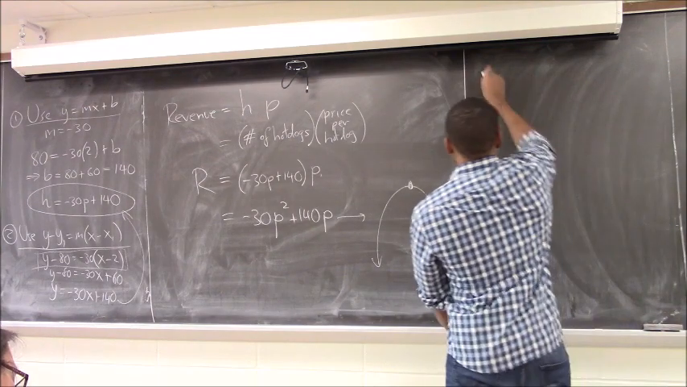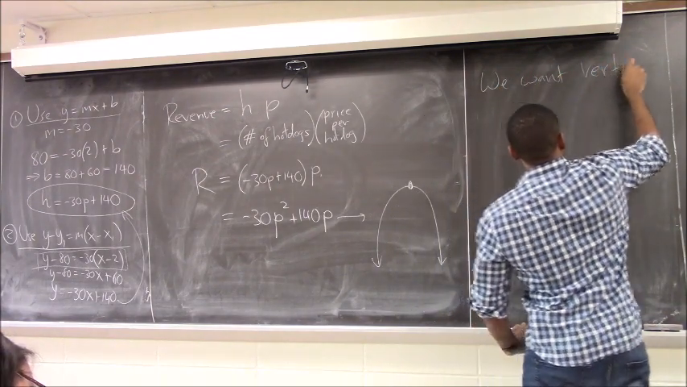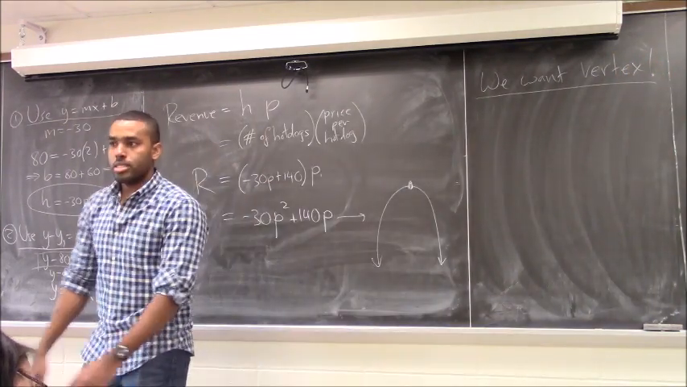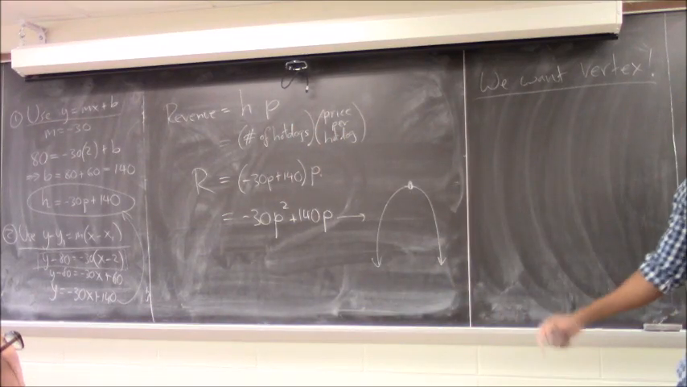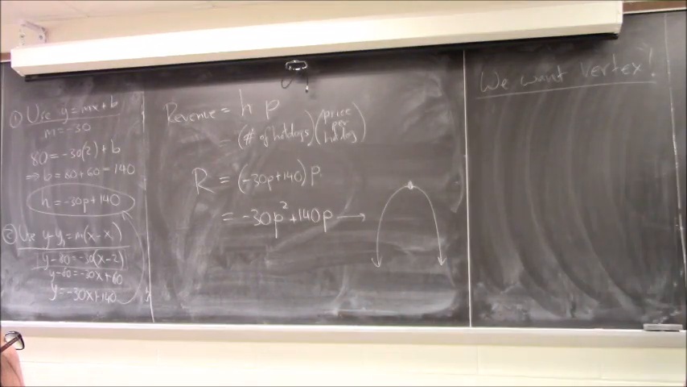So at the end of the day, we want the vertex. How do we find the vertex? Complete the square, we could. There's a shortcut. There's a formula for the vertex. Anyone remember a formula for the vertex?